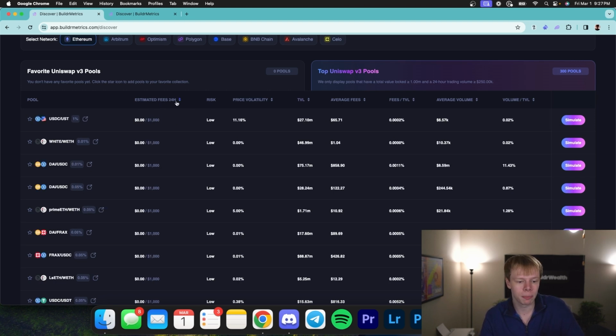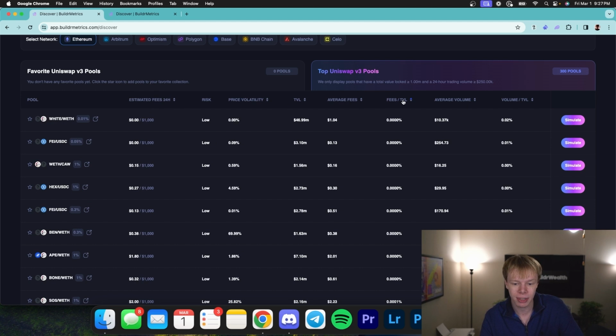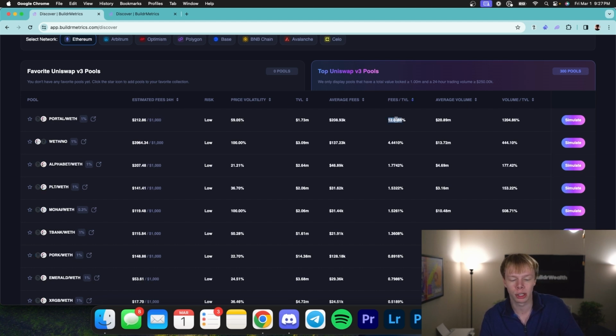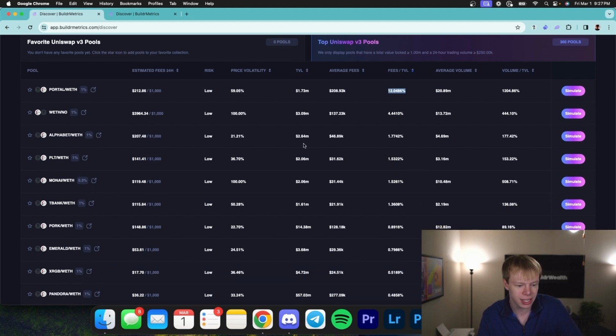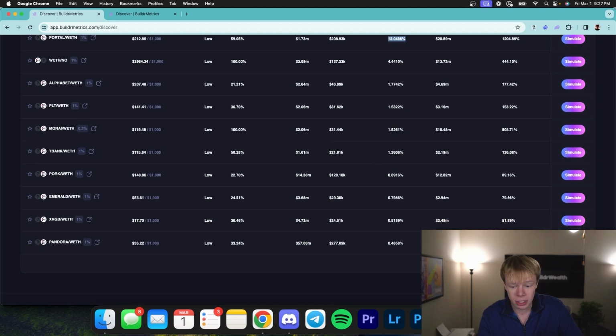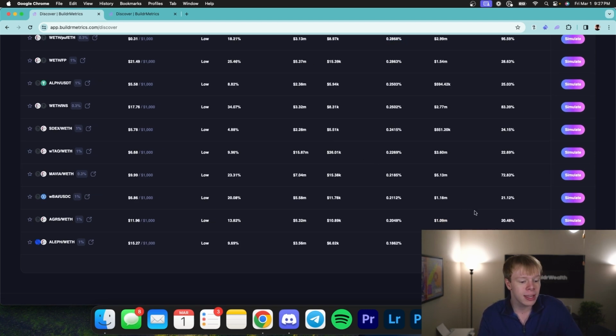So personally, I don't like to sort by the 24-hour metric. I like to sort by the overall fee to TVL ratio. This is essentially going to show us liquidity pools that have a very high amount of fees compared to the overall TVL of that liquidity pool. And from here, we can filter out some of the coins that honestly have no use case, and we can go down the list. If we head over to page 3, this is exactly where we're going to start to find some high quality stuff.